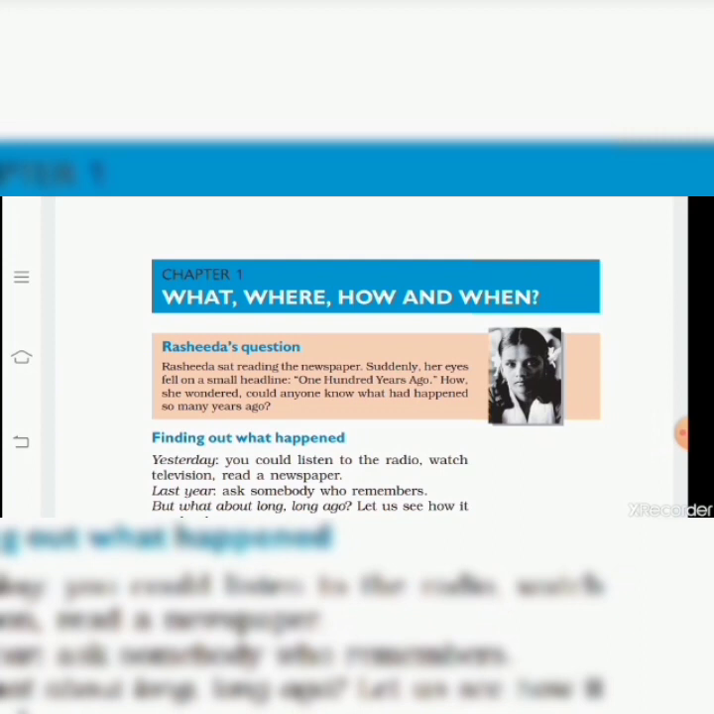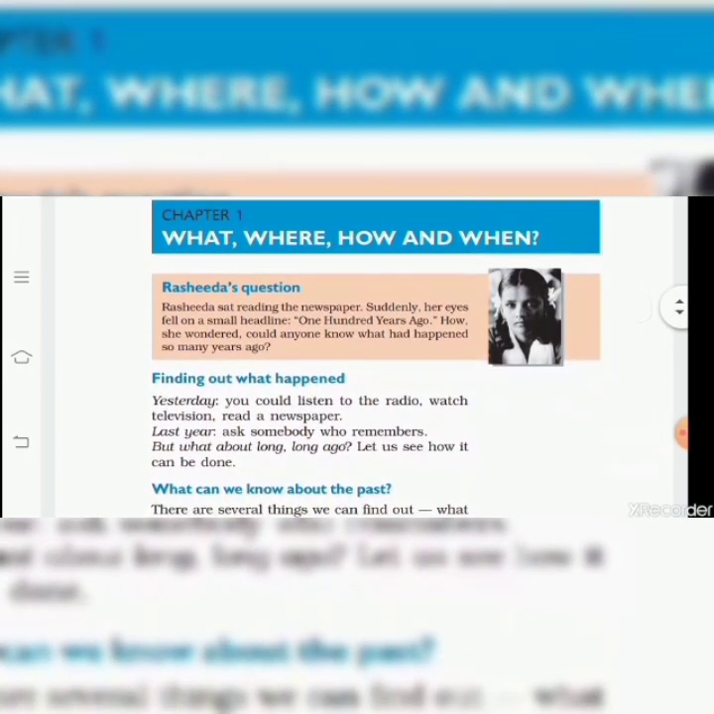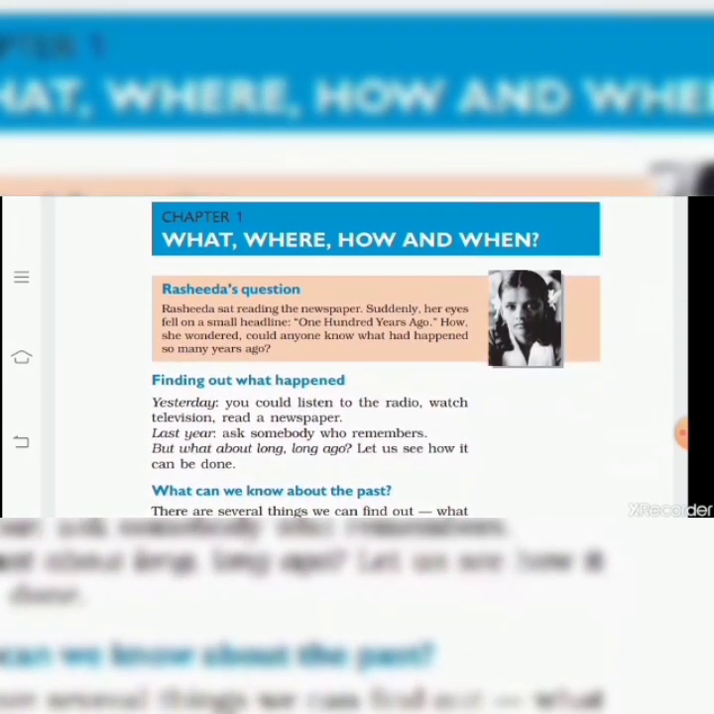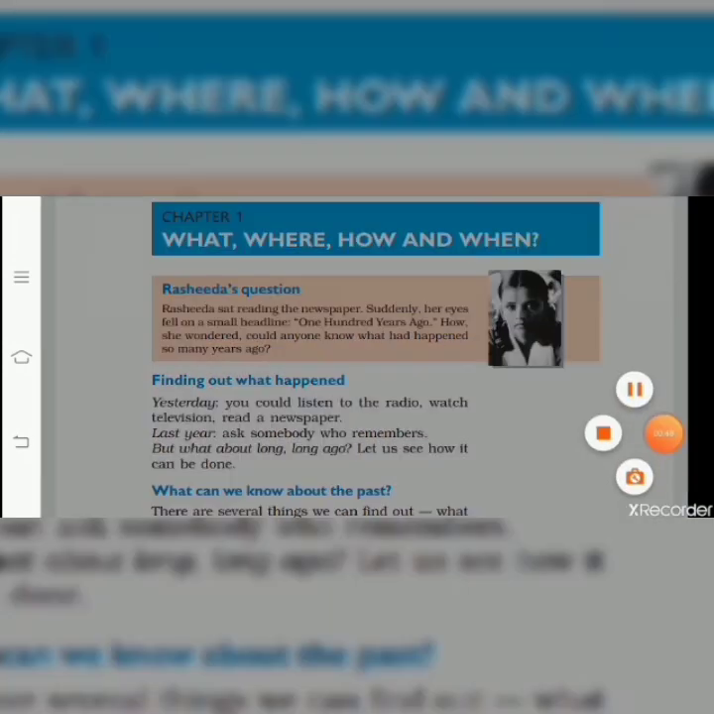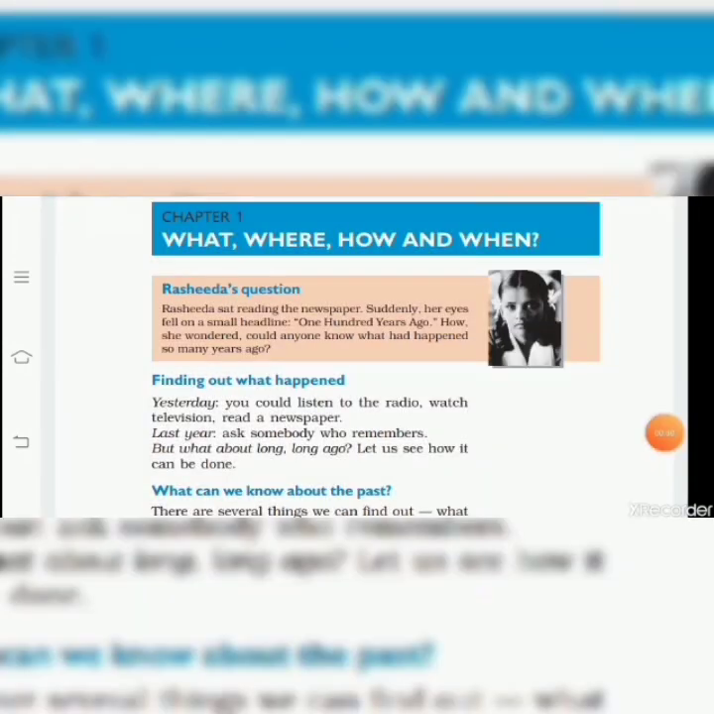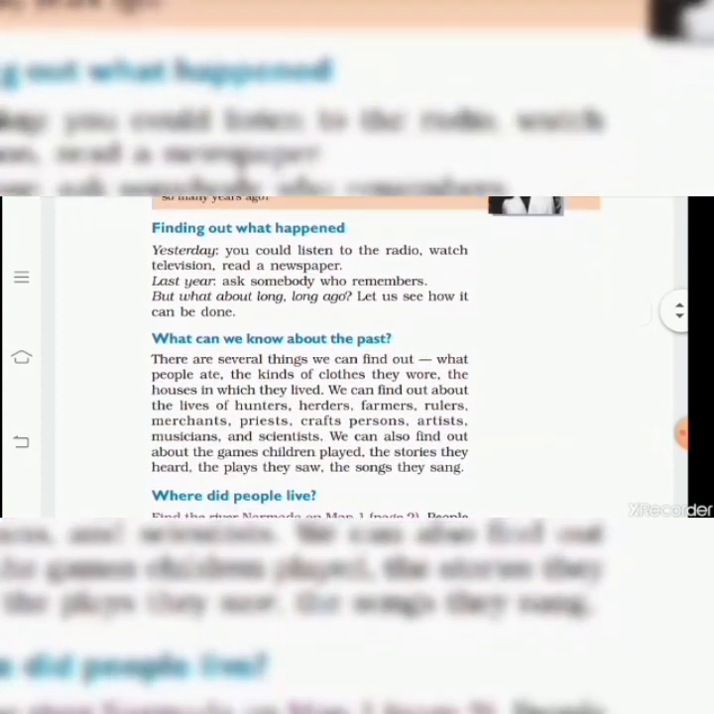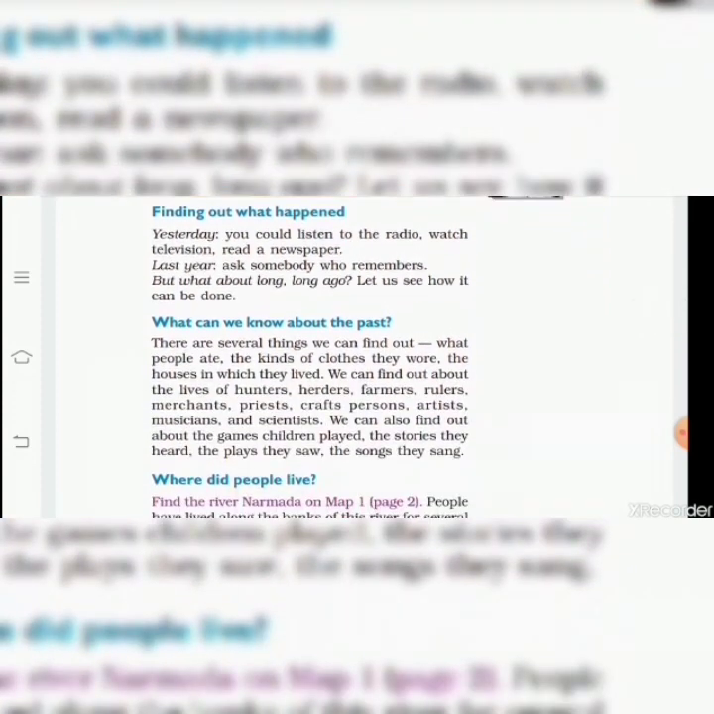First is Rashida's question. Rashida sat reading the newspaper. Suddenly her eyes fell on a small headline, "100 years ago". After reading this, lots of questions come to her mind, such as how the activities of the past were different from the present, how the people lived, what they ate, etc. So going on to the next topic, what can we know about the past?